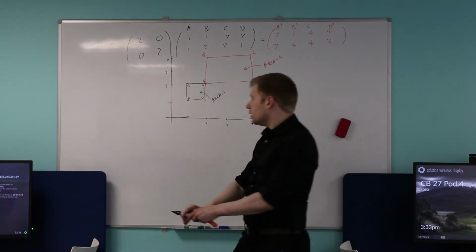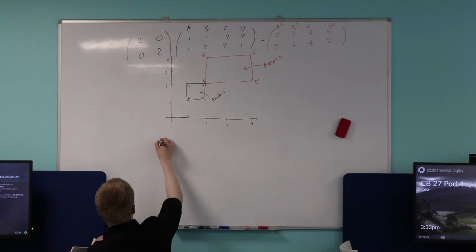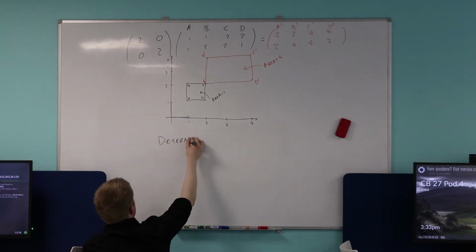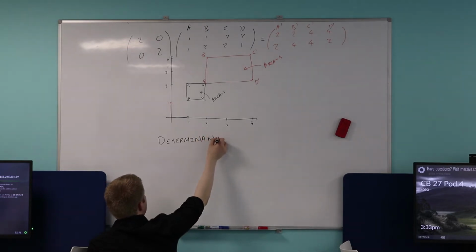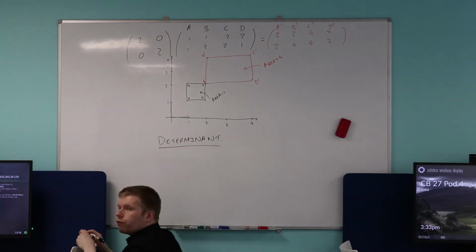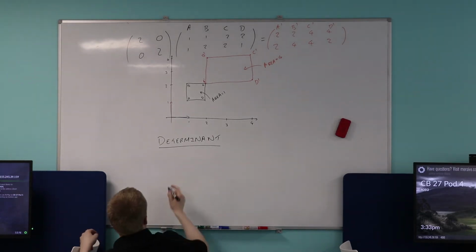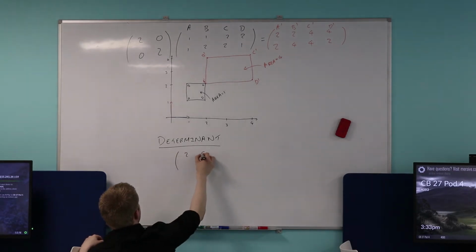And yes, we can. It's using something called, and it's a fancy name, but don't worry, a determinant. Okay? Because it determines the area of the new shape. It determines how much bigger the area of the new shape is going to be. Okay? So here's how it works.